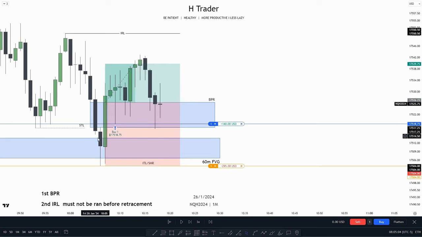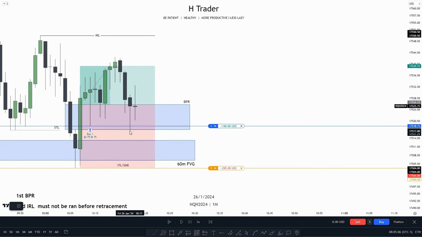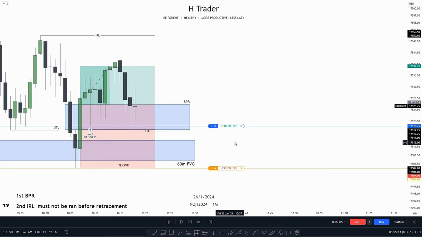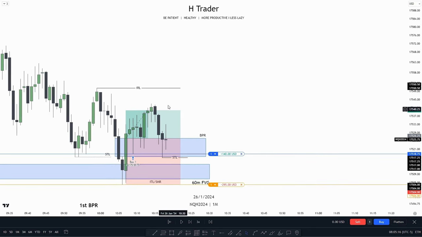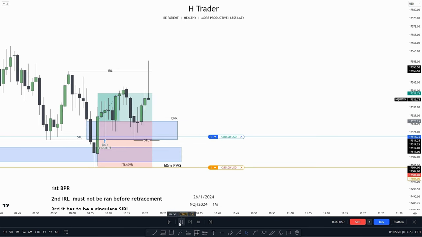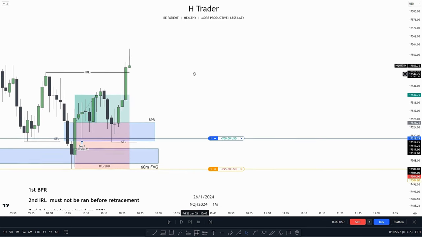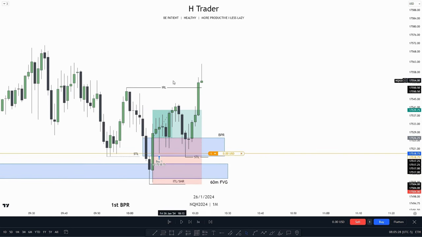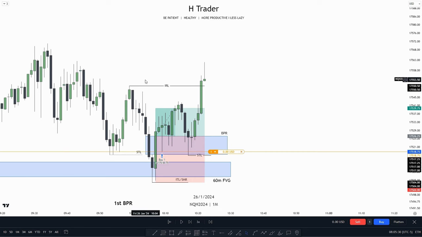So now we see it make the short-term low, also taking out this low down here. So now I want to see price taking out the internal range liquidity. And right here price takes out the internal range liquidity. So in that case we want to move our stop loss up to break even, because price could potentially reverse from the internal range liquidity.